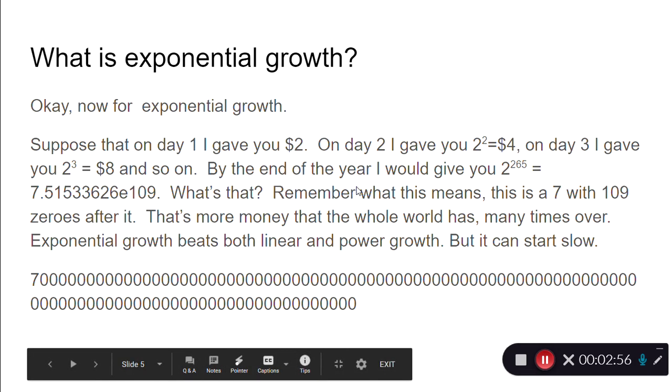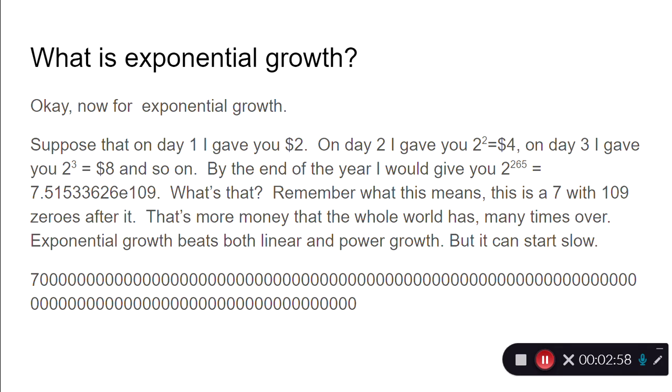Exponential growth, on the other hand, looks more like this. Suppose on day one, I gave you $2, and on day two, I gave you $4, and on day three, I gave you $8, and on day four, I gave you $16, and so on and so forth. By the last day of the year, that's supposed to be 2 to the power of 365. I'd have to pay you 7.5 times 10 to the 109th power. That's a ridiculous number. It's a 110-digit number, and there's literally not enough money on the planet to ante up.